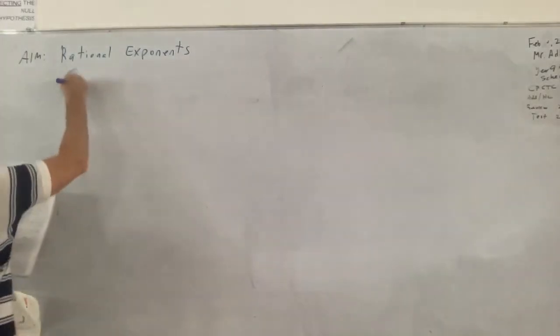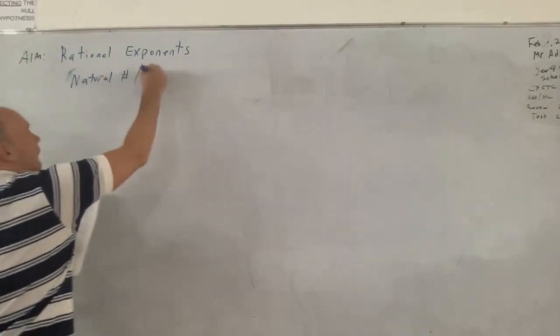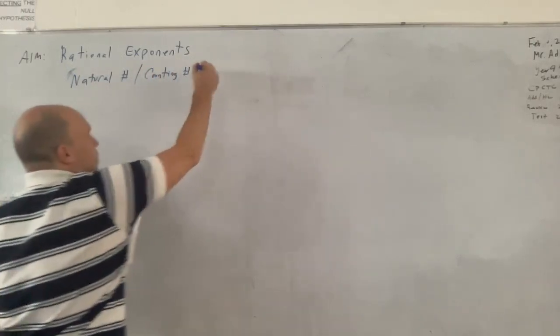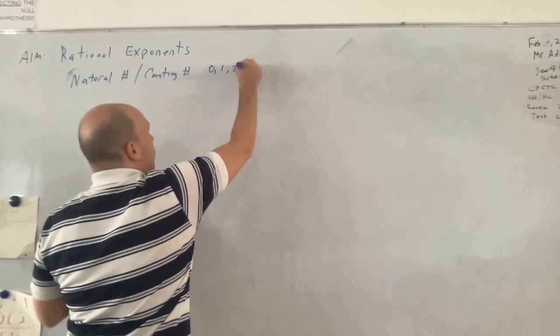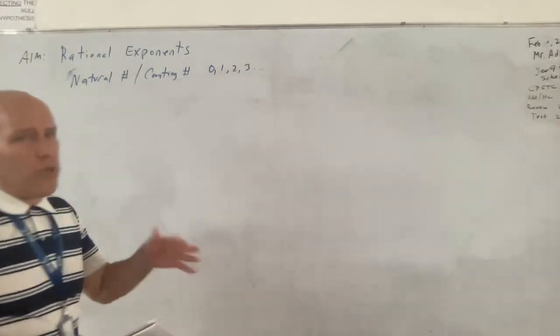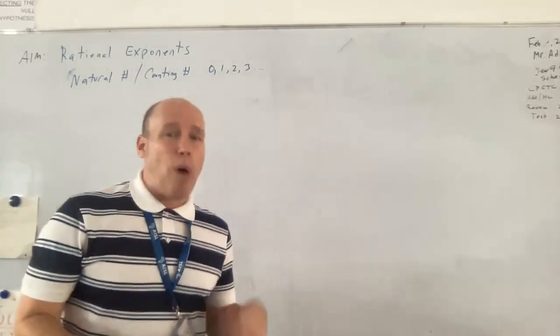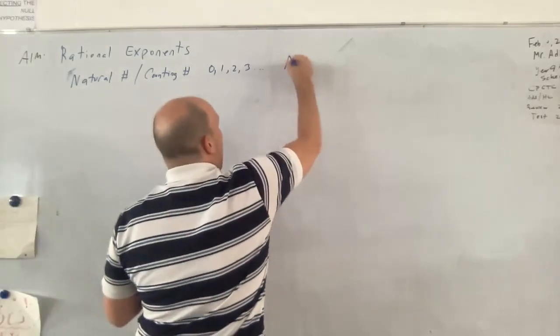So we know that natural numbers, also known as counting numbers, are the numbers 0, 1, 2, 3, and so on. There's a disagreement whether it starts with 0 or not, but in IB school, IB starts with 0. We call that big letter N.